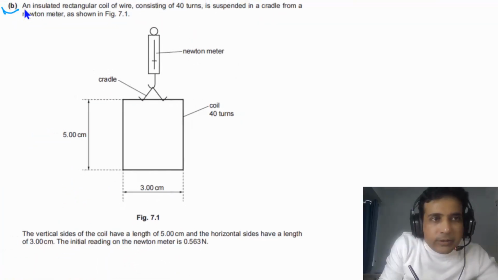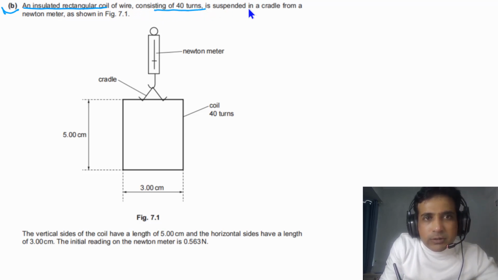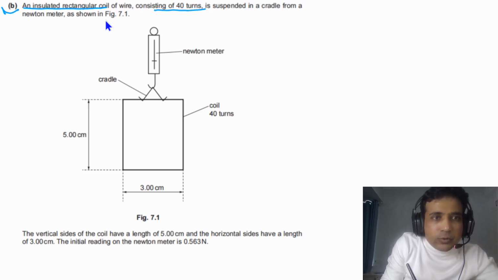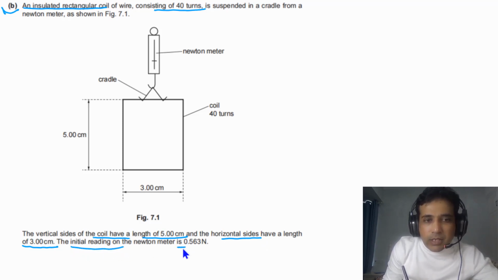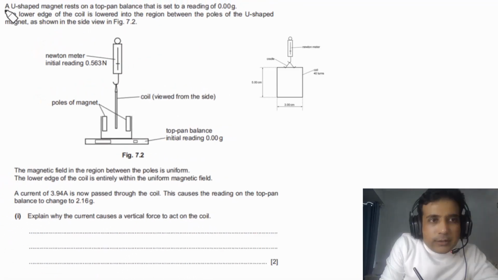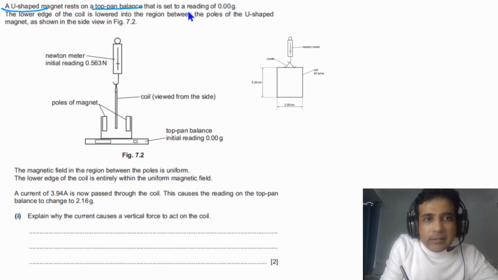For part B, it is given to us an insulated rectangular coil of wire consisting of 40 turns is suspended in a cradle from a Newton meter as shown in figure 7.1. The vertical side of the coil have a length of 5.0 centimeters and horizontal sides have a length of 3.00 centimeters. The initial reading on the Newton meter is also given, that is equal to 0.563 newtons. For this question, it is also given to us a U-shaped magnet rests on a top pan balance that is set to a reading of 0.00 gram.